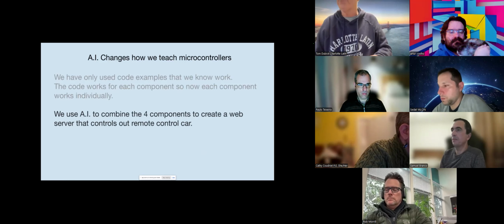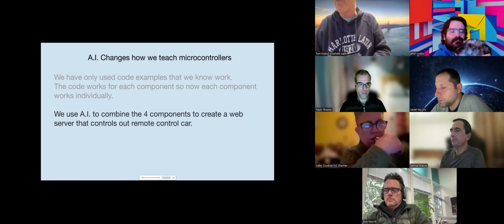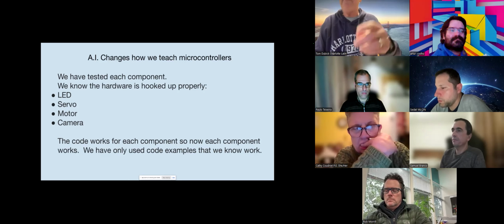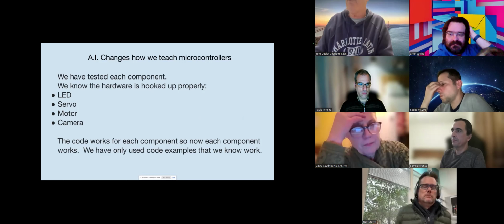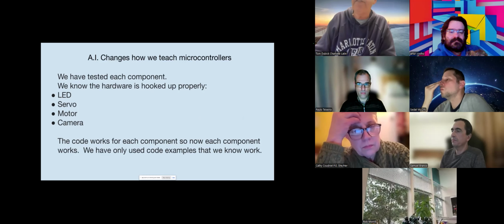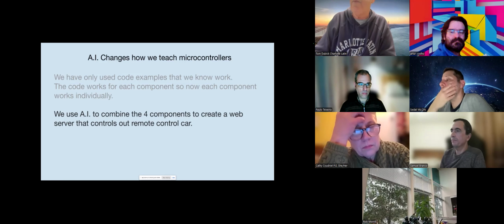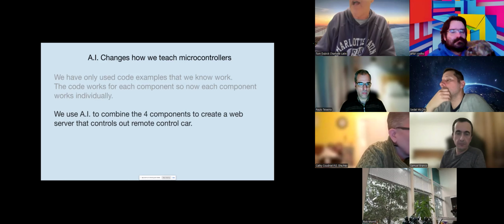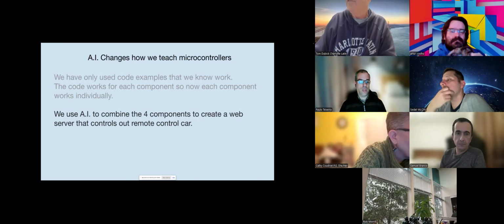This is when AI is cool. So we're going to use AI to combine the 4 components to create a web server that controls our remote control car. We're going to add 2 components at a time and combine them. So for example, get the LED and the servo, and you say, I want the LED to go on and the servo to go on and control it on the web client. I tell the AI to combine the web client software with that LED. I now control the LED with that web client.